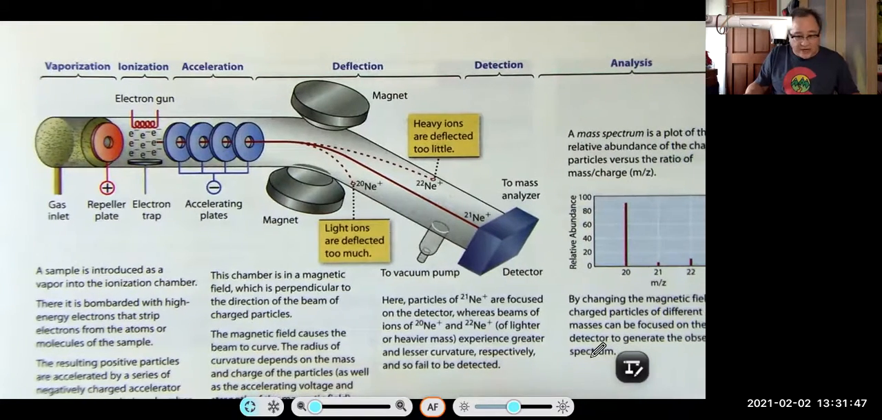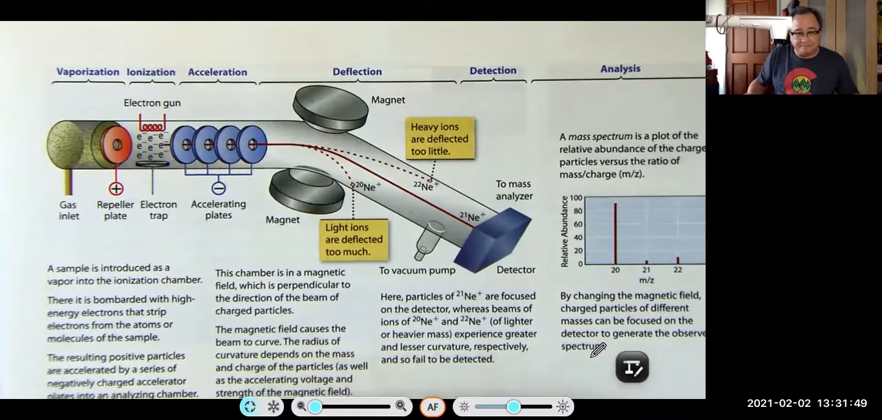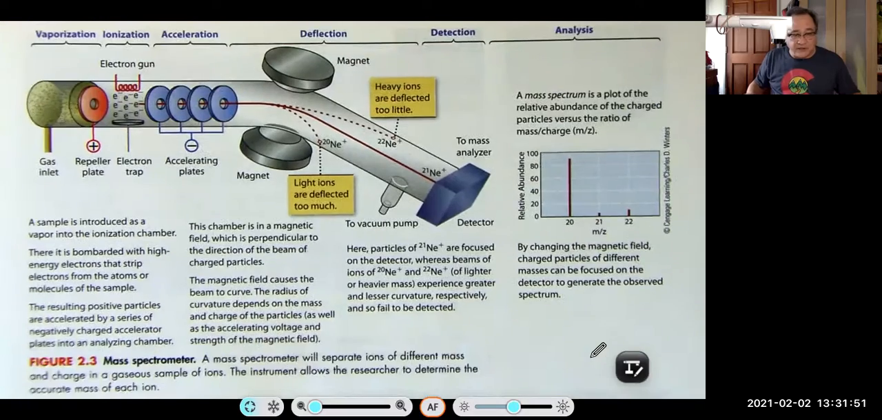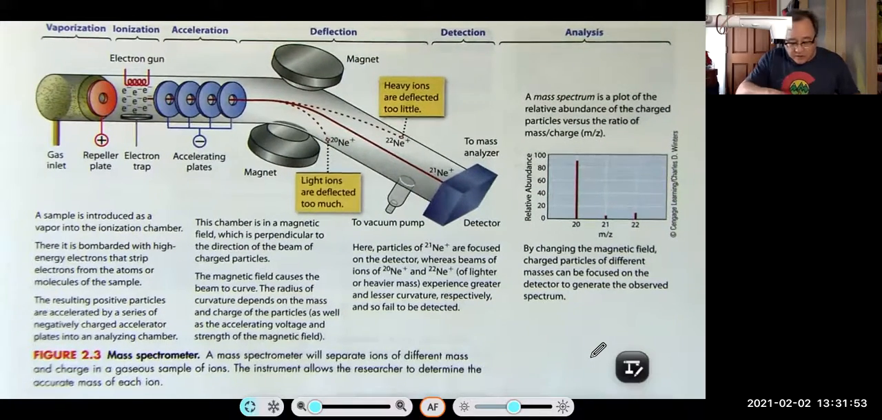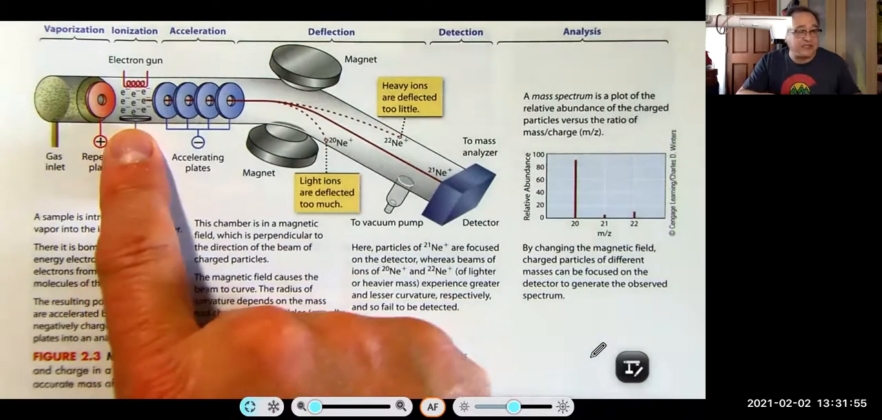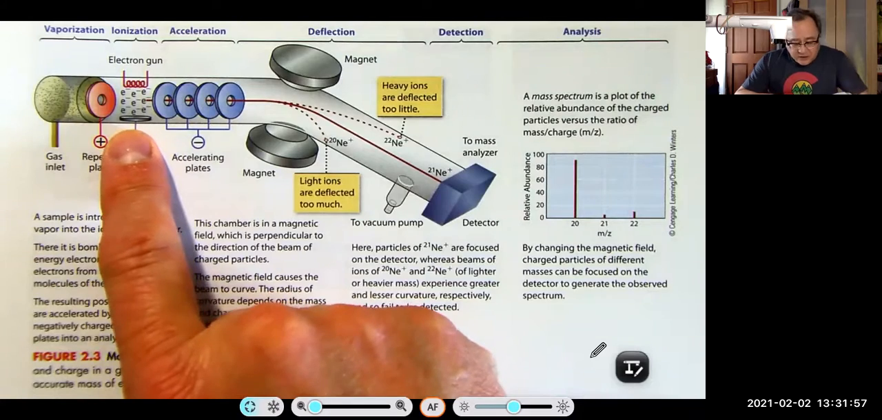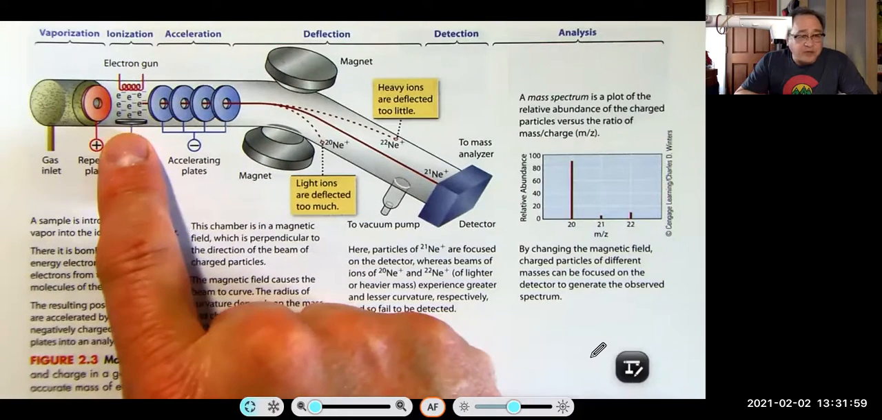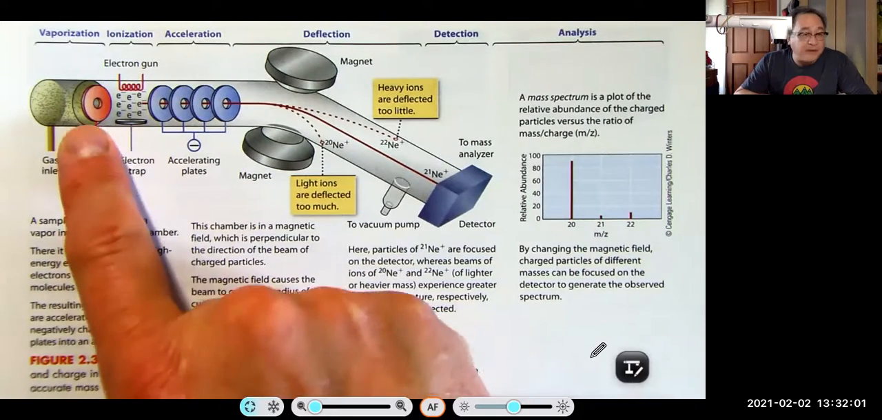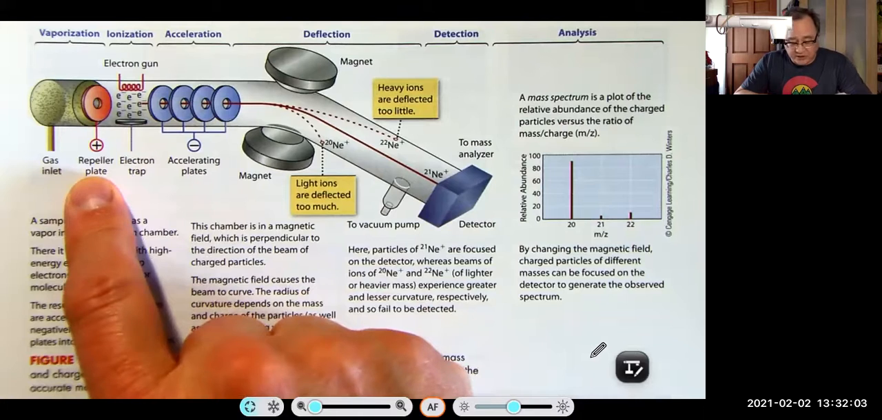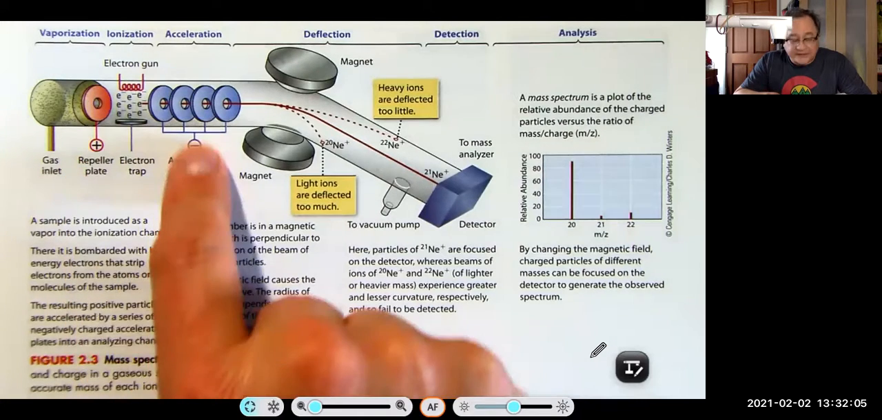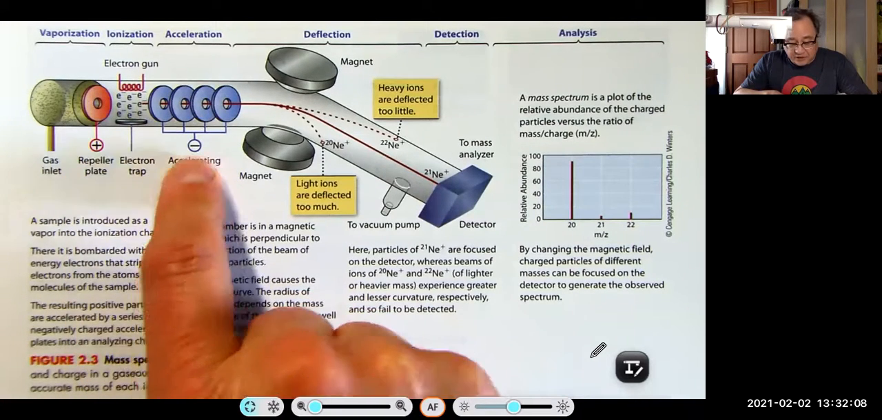Trying to get the right size for what I want. So let's see what happens when you form a cation right here where it says ionization. So you've got a cation with a positive charge. It's repelled by the repeller plate because that's got a positive charge, but it's attracted to these accelerating plates because they have a negative charge.